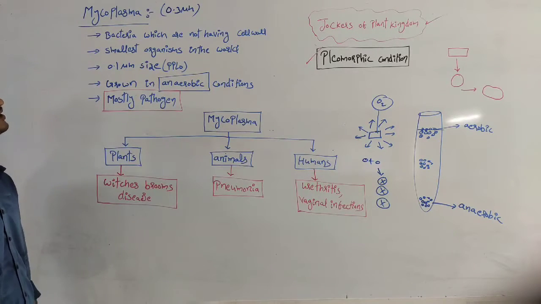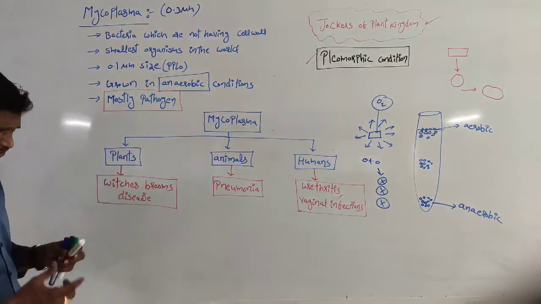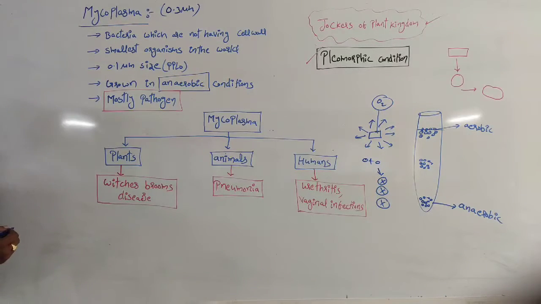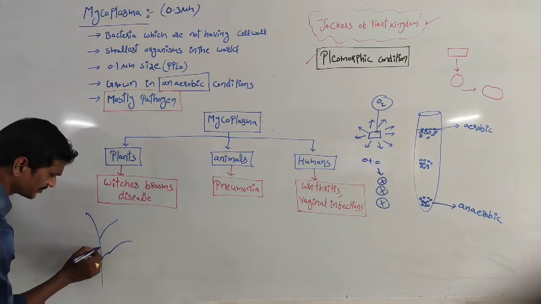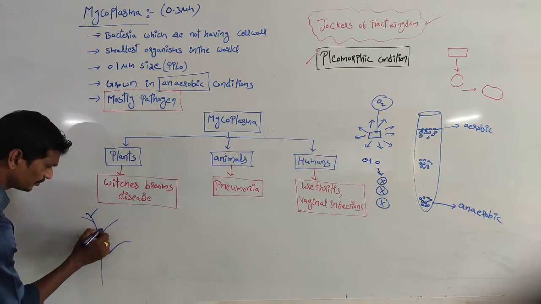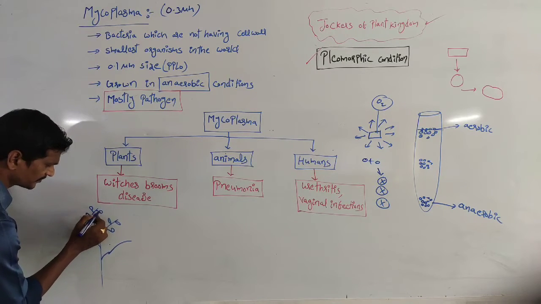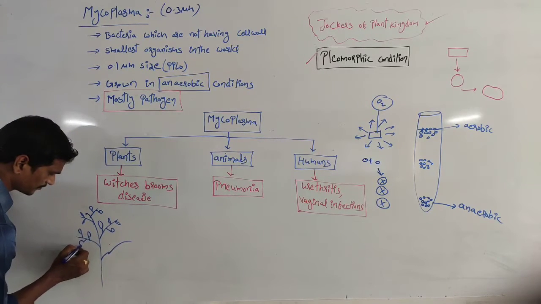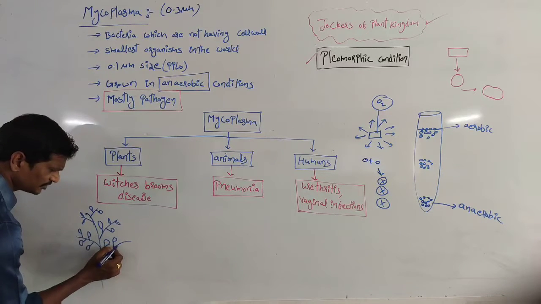And now the diseases which are caused by the mycoplasma. In plants, the mycoplasma bacteria cause the witch's-broom disease. See, this is a plant, right? These are the big parts, and here the leaves are present. These are the leaves. And this is the general case of the plant.